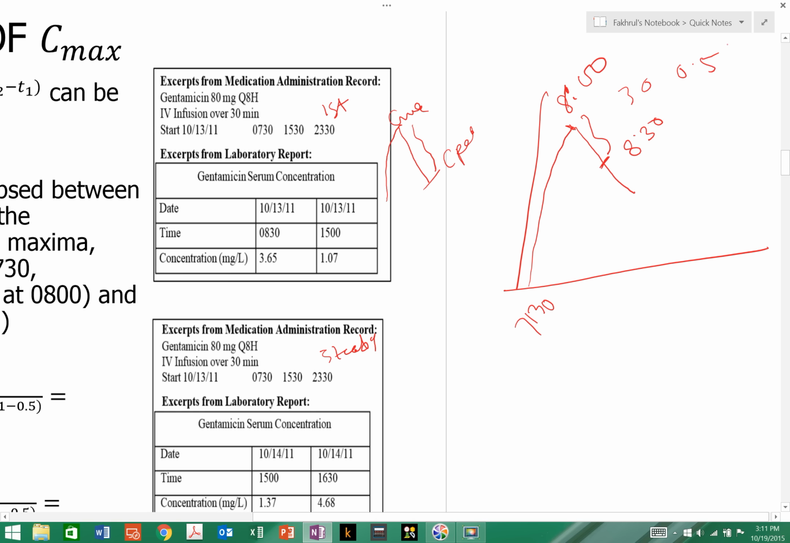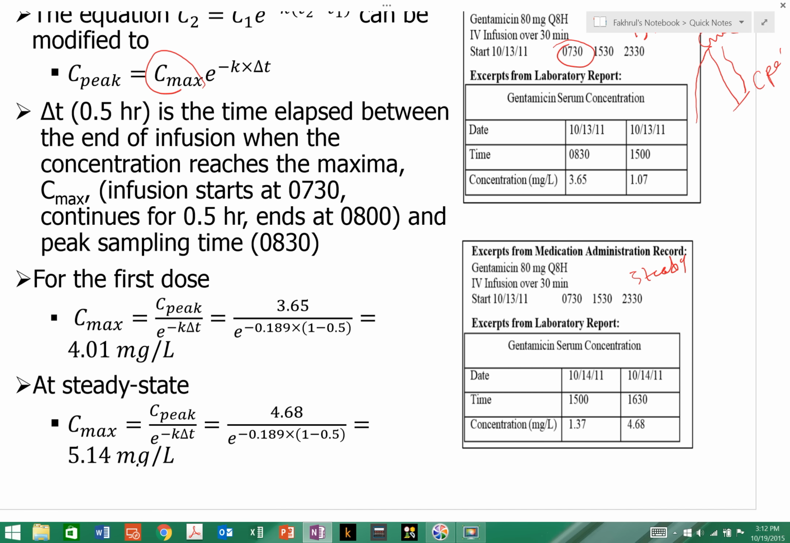So always you see here, you started at 7:30, you infused for 30 minutes, and you stopped. Cmax will come when you stop, and then you take the sample 30 minutes later after stopping. So it is 30 minutes. Most of the time it is going to be 30 minutes, but you don't have to believe me, you just have to always check what the delta T is.